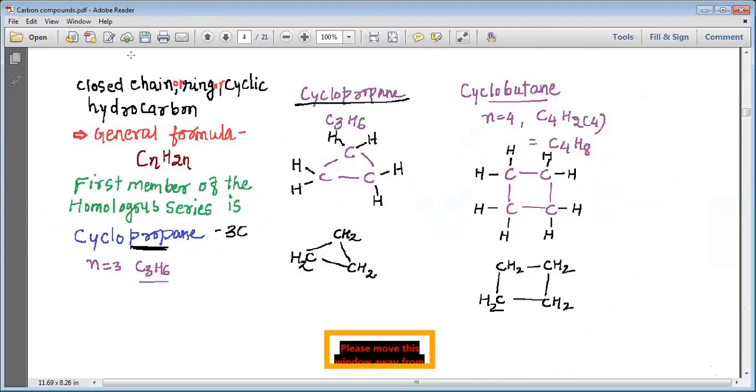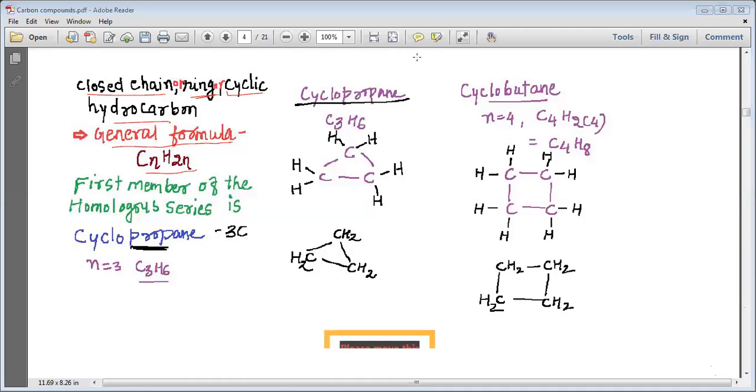Cyclic hydrocarbons, my dear students, are also known as closed chain hydrocarbons, or ring hydrocarbons. So there are three names for the cyclic hydrocarbon: cyclic, closed chain, and ring hydrocarbon. The general formula for these cyclic hydrocarbons is CnH2n.